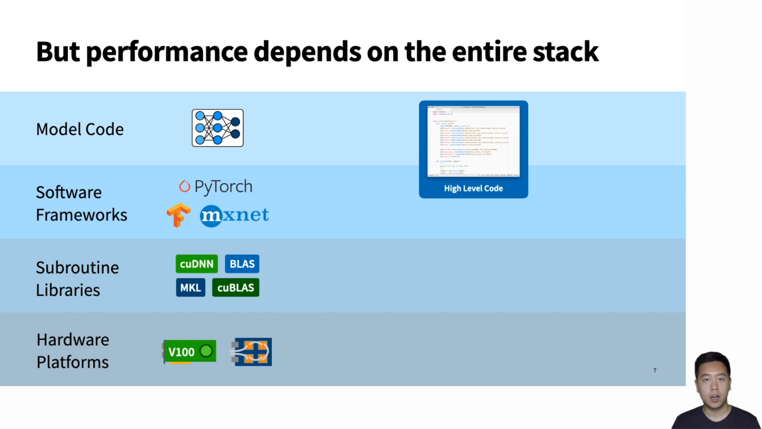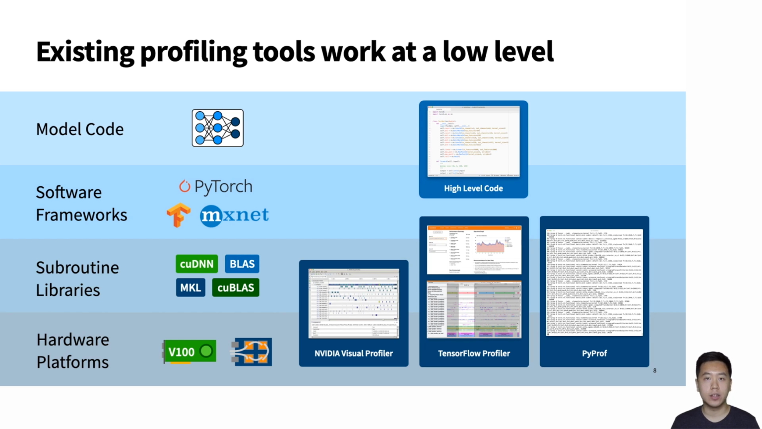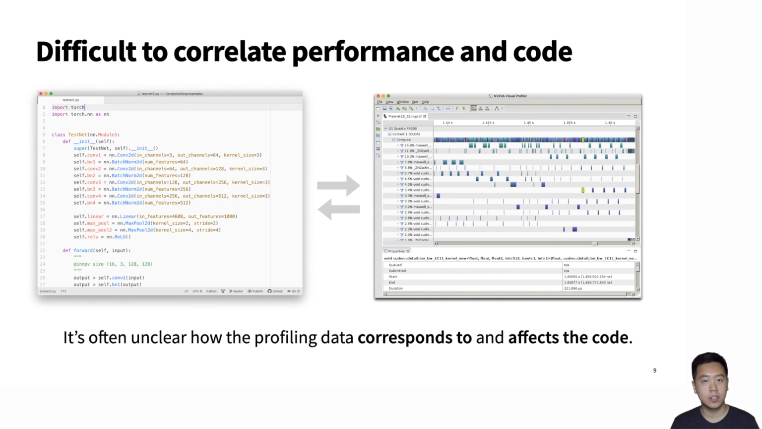As a result, a lot of the existing profiling tools work at these low levels of abstraction. To use them effectively, users really need to understand everything that's going on underneath the software frameworks. One of the downsides of this is that it makes these tools really hard to use because it's difficult to connect the performance that these tools show and the code that users write. For example, on the left here is code written in Python for the PyTorch framework, and on the right is the NVIDIA Visual Profiler. It's really difficult to connect this high-level line of Python code to the performance traces that are being shown in the NVIDIA Visual Profiler.